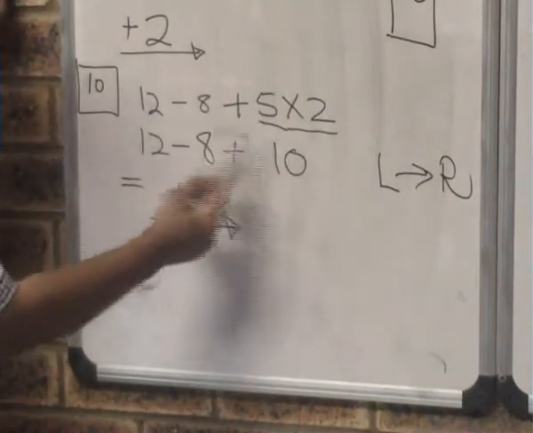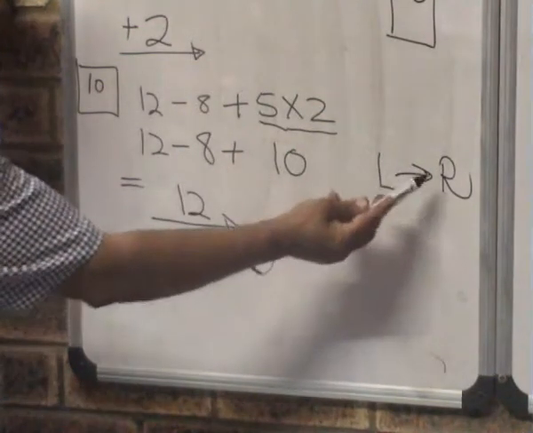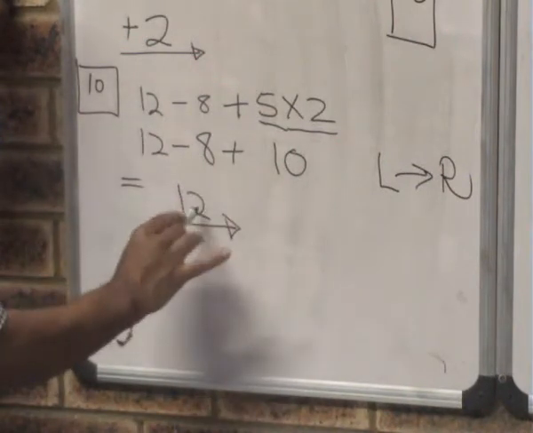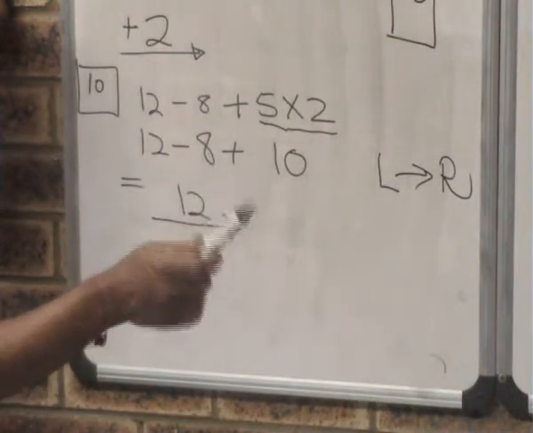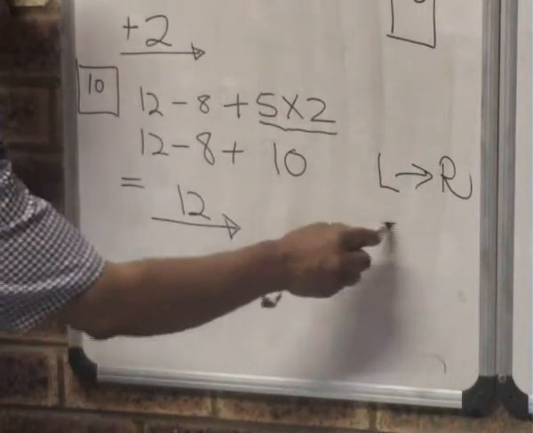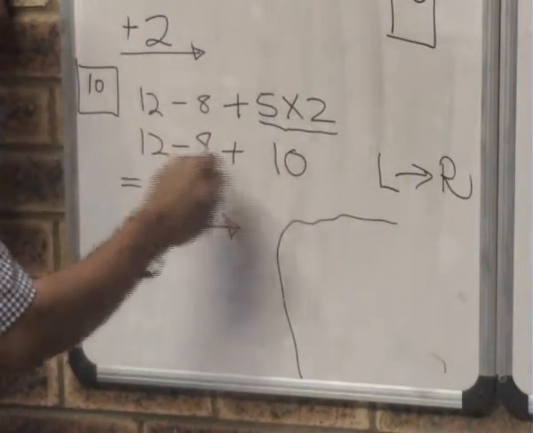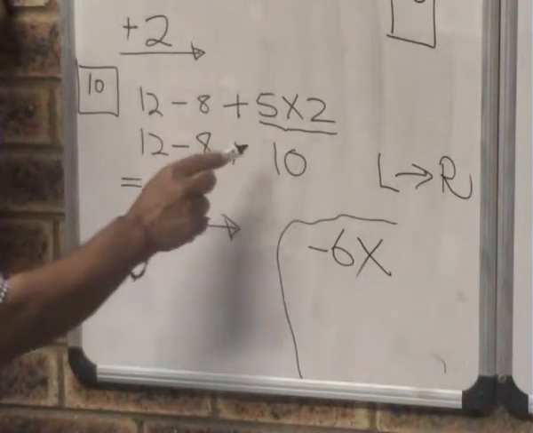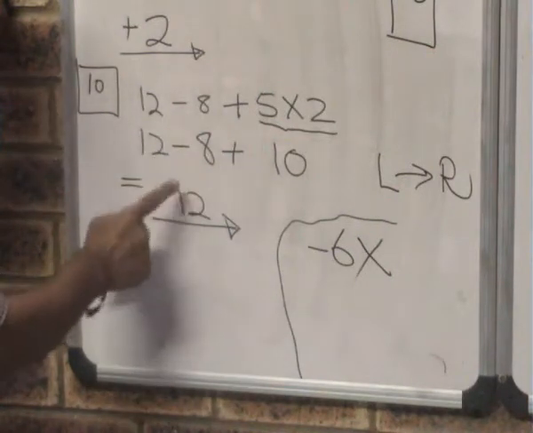Right, let's have a look at this example again. This is a very good example why you should go left to right. Some students, see, if you go left to right, you'll get the answer 12, which is correct, no problem. But some students can make a mistake. If they don't go left to right, they will say 8 plus 10, 18, and 12 minus 18, and give the answer as minus 6, which is wrong. Because going left to right, this is 12 minus 8, which is 4. And 4 plus 10 is 14, by the way.